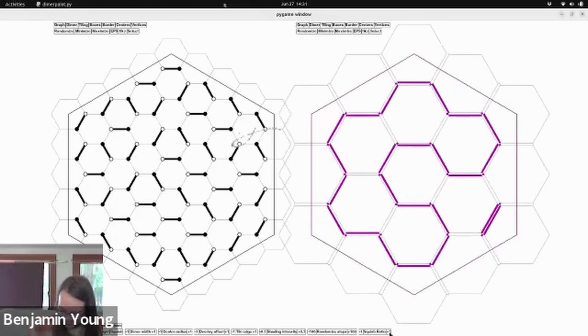Again, all of the same features can appear. There's a doubled edge here, and then there's a closed loop that goes around here. And for ages, oh yeah, Leigh is posting in the chat the modernized Dimerpaint there.